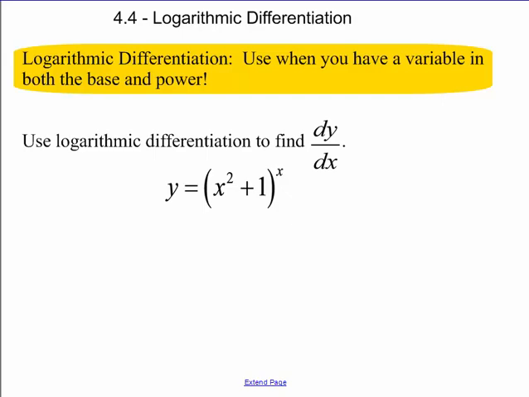Okay, logarithmic differentiation. We use this when we have a variable in both the base and the power. So I have a variable here and in my power. So what you do is you take the ln of both sides. The reason we do that is that it enables us to bring down the exponent.